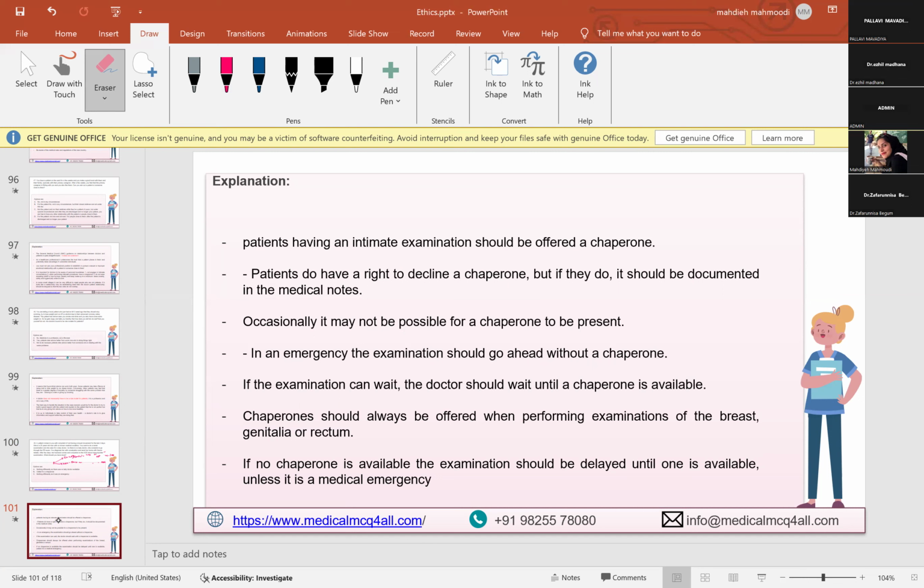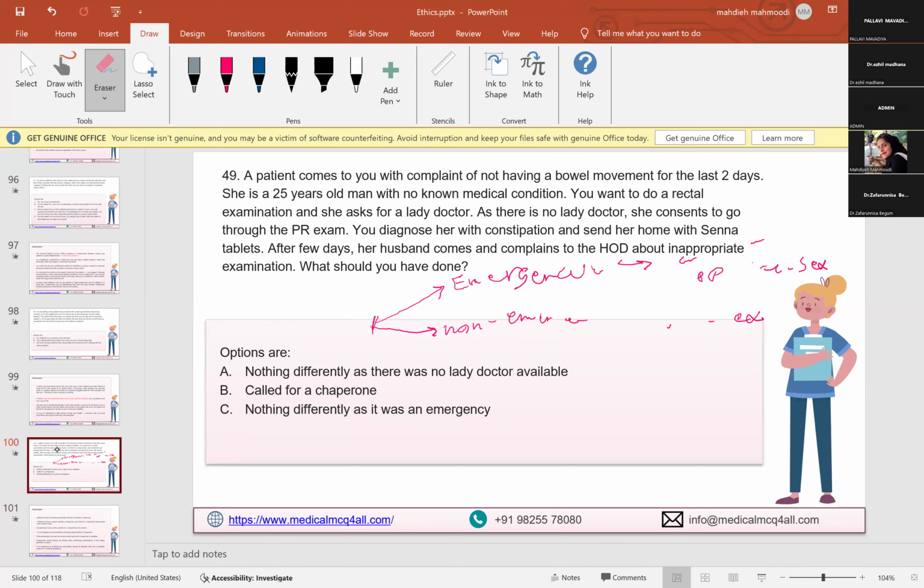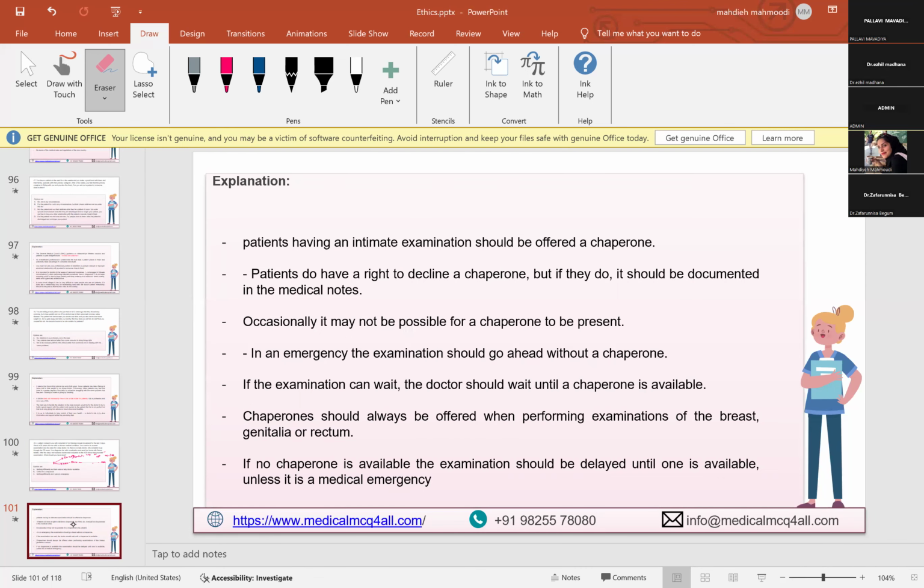If it's an emergency, you can go on without the chaperone, but you have to be sure that it's an emergency. Like in this case, this is not an emergency. This is just a constipation. The patient's abdominal examination is fine. If your patient showed signs of a perforated bowel or something, that would have been an emergency. Now it's not an emergency, so you should have called the chaperone. If it's an emergency, go on.